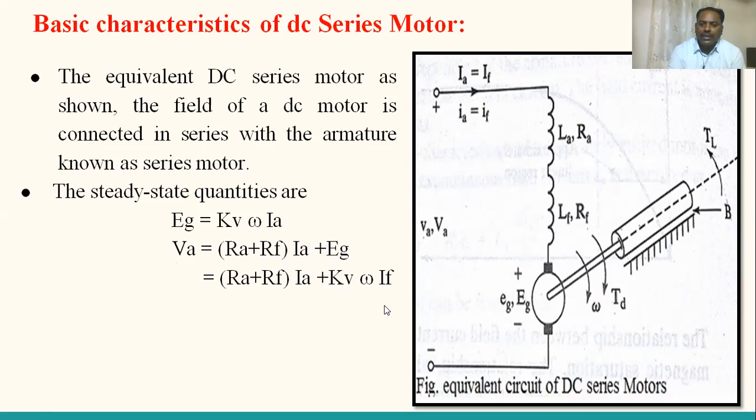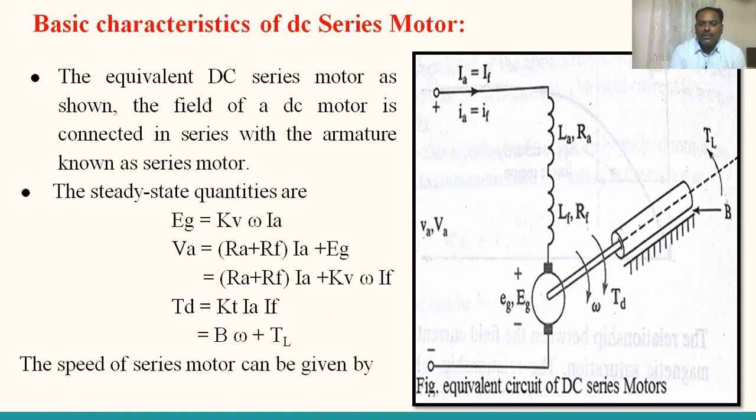And from this, the output torque Td is equal to Kt into Ia into If as per the equation of torque. And similarly, this is also equal to B omega plus TL. Why? Because the time derivatives all have to be suppressed here, since under steady state the time derivatives come to zero value.